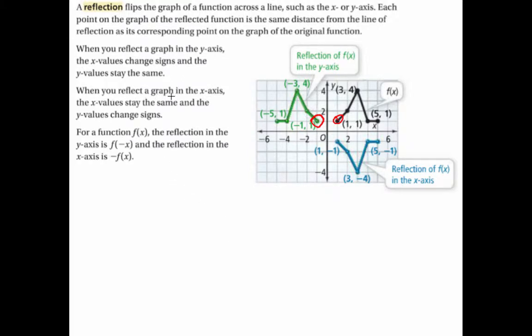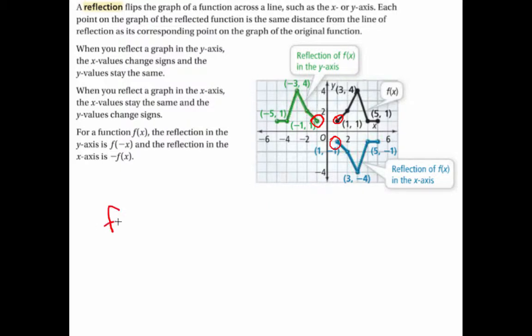When we reflect a graph in the x-axis, the x values stay the same and the y values change, because when we flip over the x-axis, we are having a vertical change. So here's the x-axis, so our point (1, 1) is reflected to (1, -1). So the x-coordinate stays the same, the y value changes sign. For a function f(x) in general, the reflection in the y-axis is f(-x), and the reflection in the x-axis is -f(x).